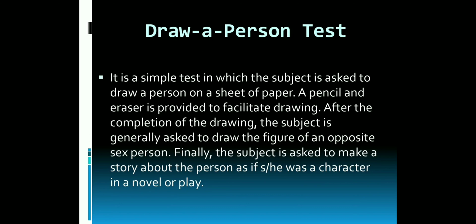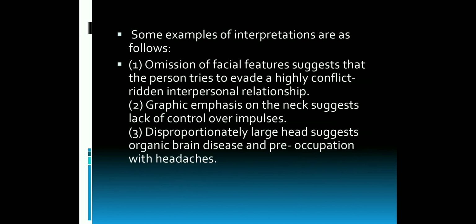Now, in draw a person test, a person draws another person of the opposite sex. The examinee is required to make a story, and the person is assessed on the basis of this story as well as on the basis of the drawing that he or she has created. Some examples of interpretation are: if there is no facial expression, that means omission of facial features, it suggests that the person tries to evade highly conflict-ridden interpersonal relationships.